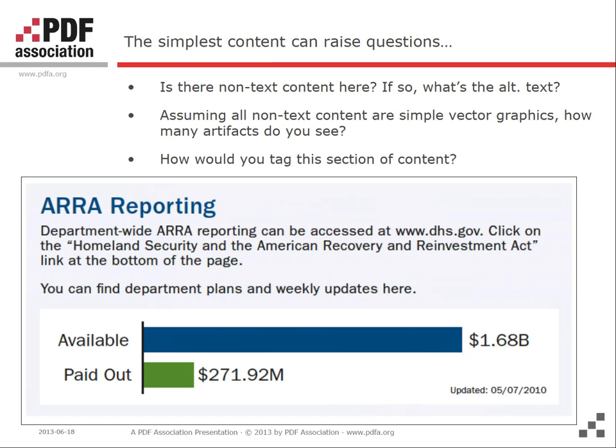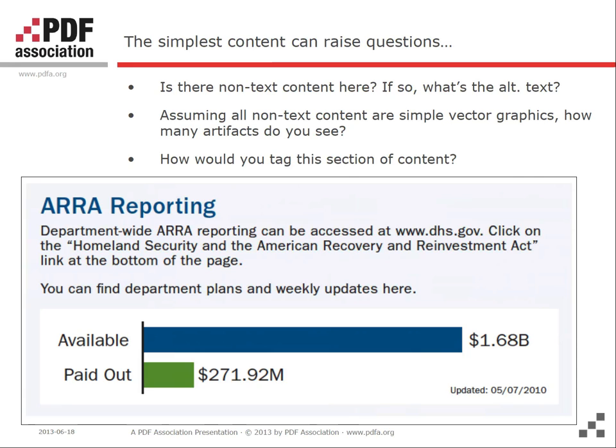You could also tag the word available and the $1.68 billion as a paragraph, and another paragraph below it for paid out, and then the amount in millions. You could tag this as a list, where you had a list of two list items, one list item available, 1.68 billion, the second list item paid out, 271.92 million. A bunch of different ways you could handle it, and I, who've been doing this for some time, would be hard-pressed to say to you, it's absolutely not a two-item list.